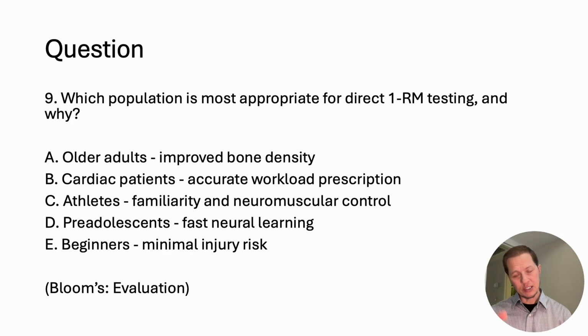All right, we're at that top level now in the older triangle. Which population is most appropriate for direct 1 rep max testing and why? Is it older adults for improved bone density? Is it cardiac patients for an accurate workload prescription? Is it athletes for familiarity and neuromuscular control? Is it pre-adolescents for fast neural learning? Or is it beginners for minimal injury risk?